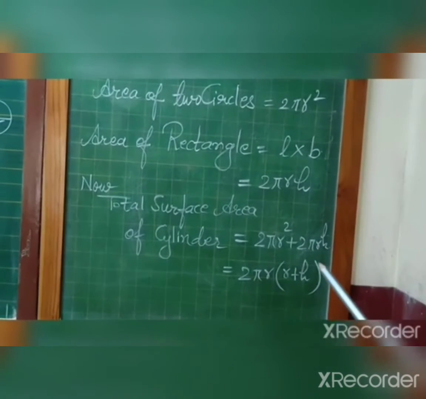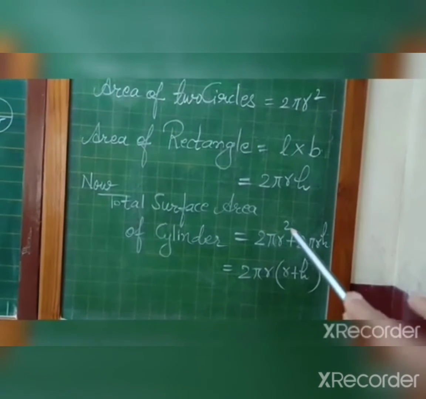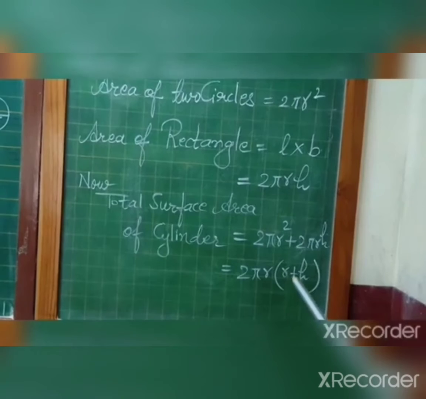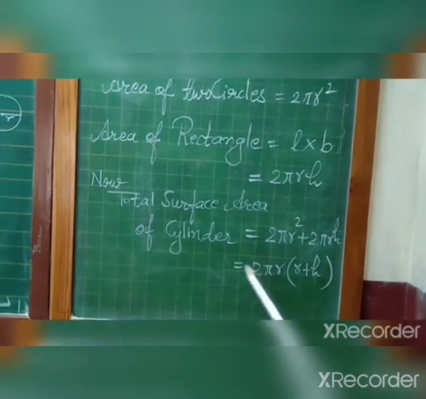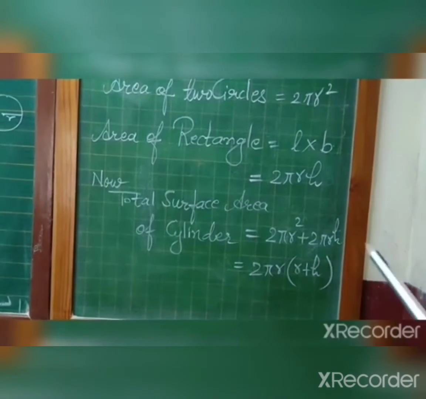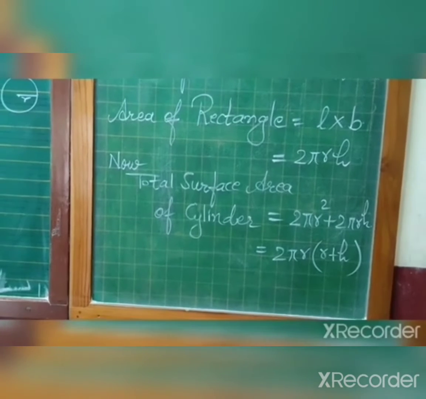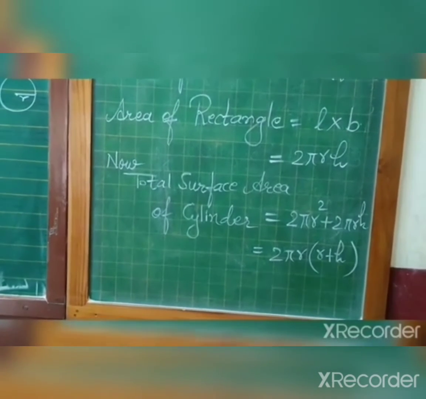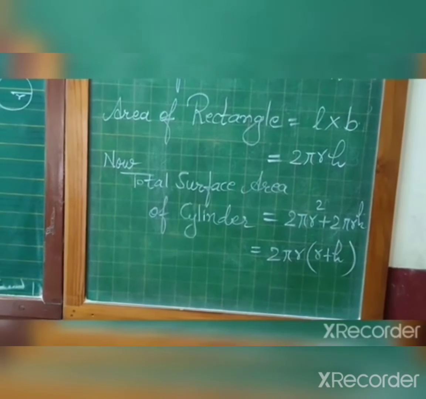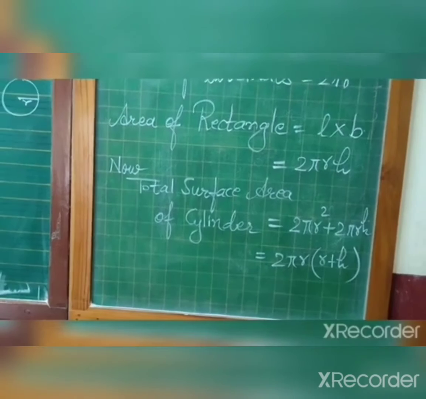In both the terms, 2 is common, pi is common, r is common. Here r square, so one r is left inside the bracket, plus h. So the formula will be 2 pi r (r plus h). If the radius and height are given in centimeters, the answer is in square centimeters. Area we always calculate in square units: square centimeter, square meter, square kilometer, whatever it is.